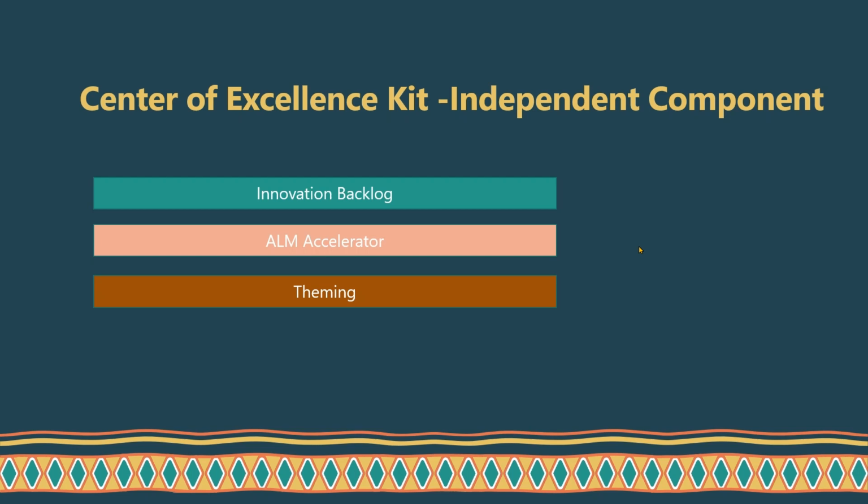And the second component is the ALM accelerator component. This simplifies ALM processes by creating pipelines, backends and apps from which you can put the code in the source control. And source control can be GitHub or it can be DevOps.